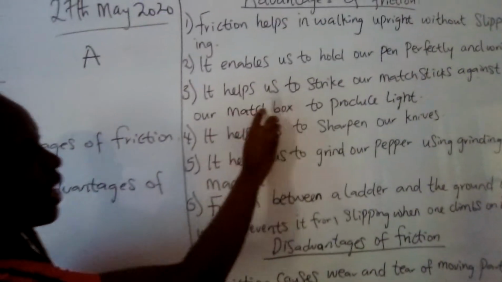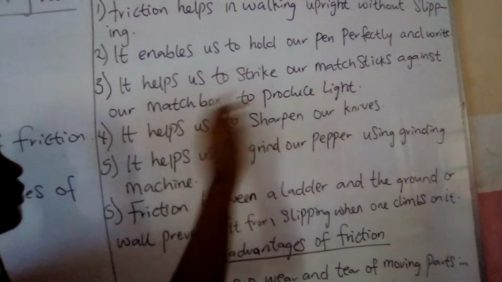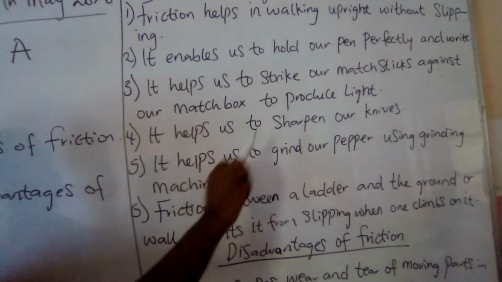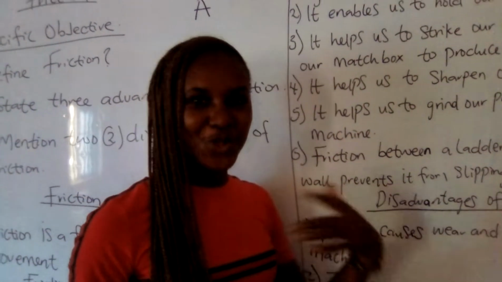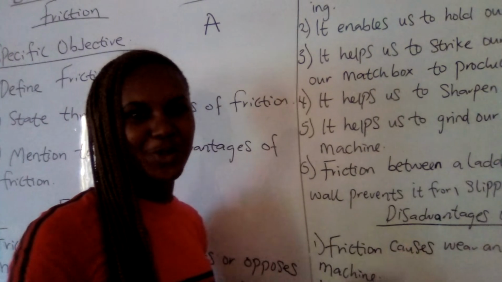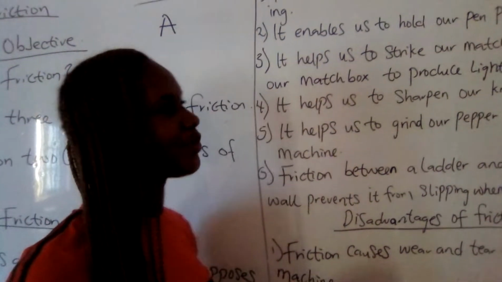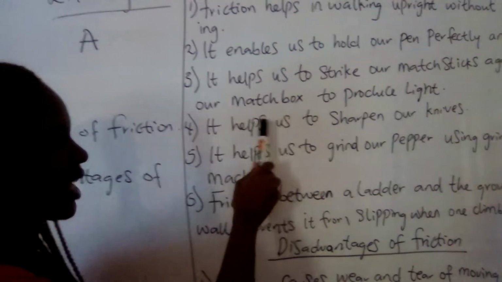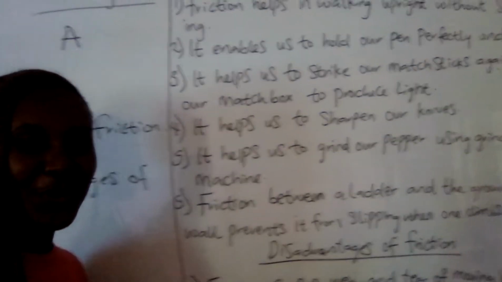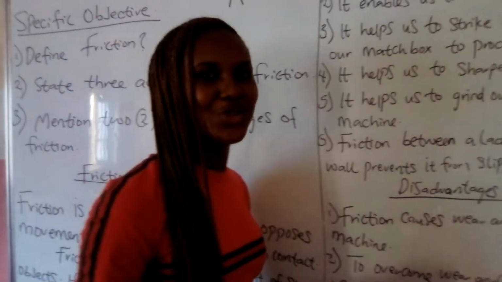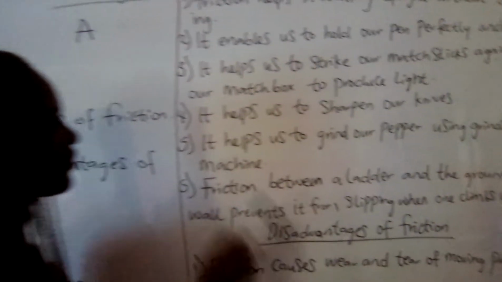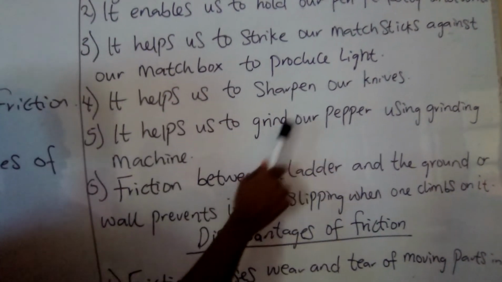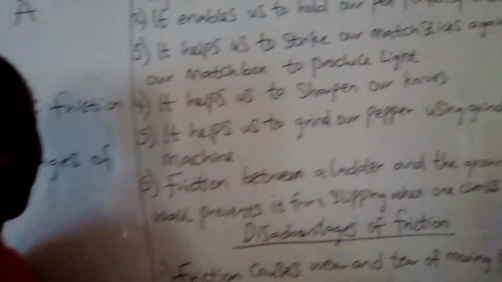3. It helps us to strike our matchstick against our matchbox to produce light. It is friction that helps you and me to strike our matchbox when we want to cook at home. 4. It helps us to sharpen our knives. When your knife is blunt, you need to do what? To sharpen your knife. Friction helps to do what? To do that.